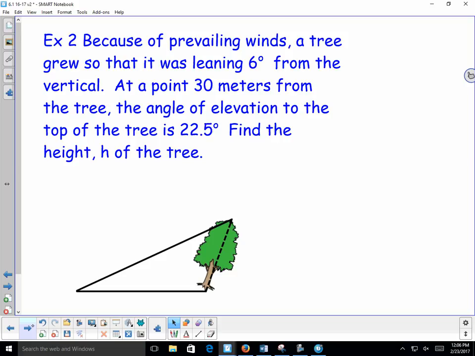Okay? And by the height of the tree, I think we're talking about this height here, right? That's the height. So this is 22.5 degrees here, and we're 30 meters away from the base of the tree. Would you agree with that information? Okay, but we also need to know one other piece, and they only told us that the tree is leaning 6 degrees from vertical.